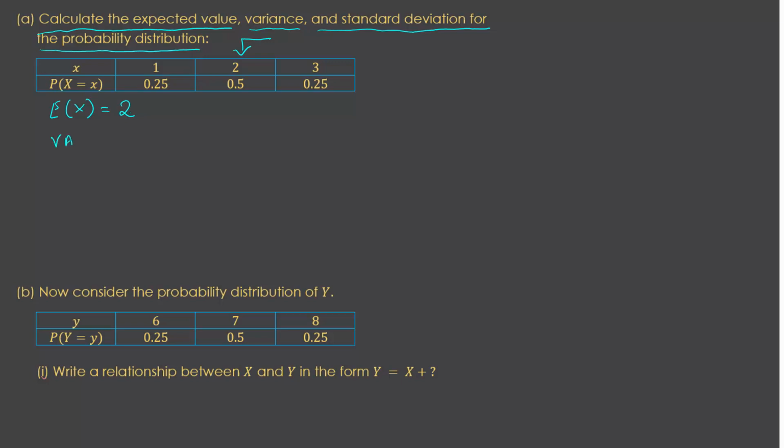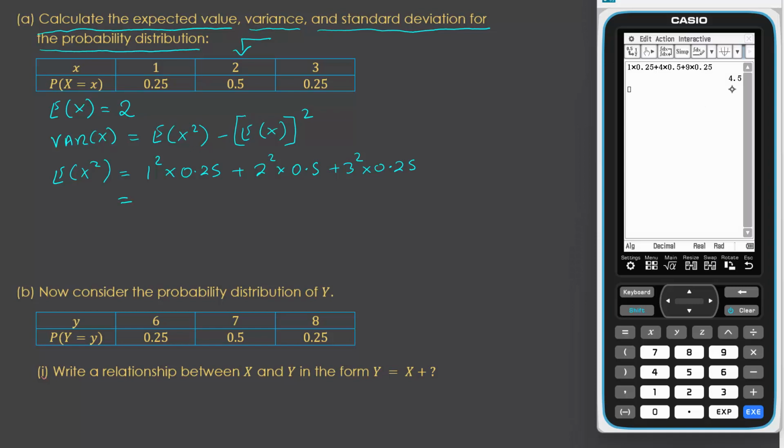Now, to calculate the variance, we know that we need to do the expectation of x squared, take away the expectation of x, squared. And the expectation of x squared is just going to be 1 squared times 0.25 plus 2 squared times 0.5 plus 3 squared times 0.25. And we can see that that is 4.5.